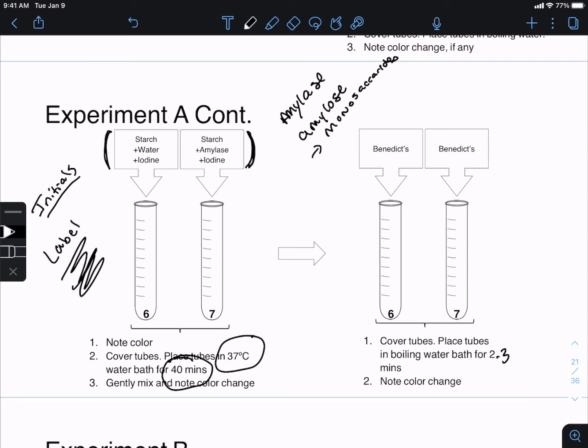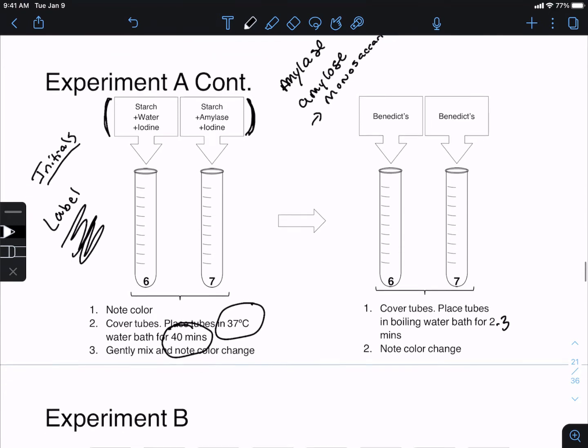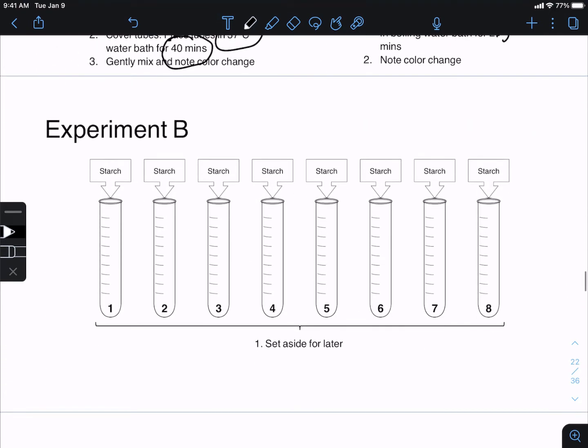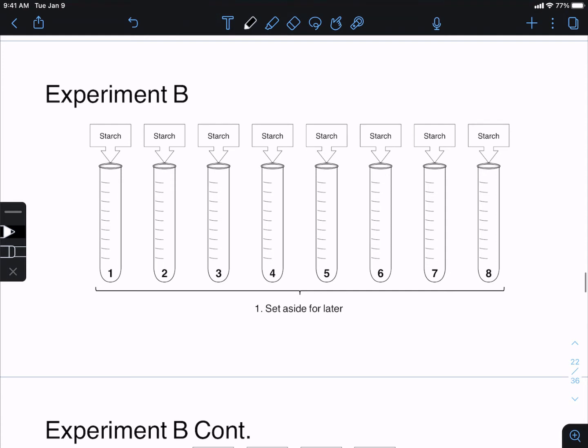Do you get a color change in the tube that had water in it? Do you get a color change in the tube that had amylase in it? What is the color change and what does it mean? What is the significance of that? Once you have that information, you're going to move on to this next experiment.